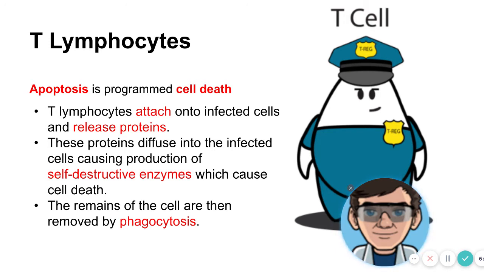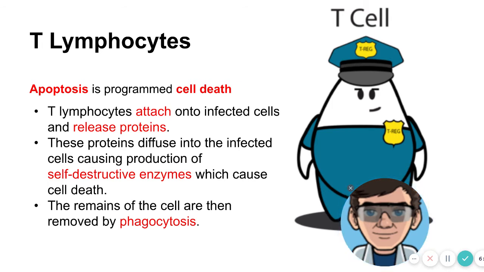Well, apoptosis always starts with the T lymphocyte attaching onto the infected cell. So it physically attaches to the infected cell. The T lymphocyte then releases proteins, not the name of them, you don't have to know what they're called, just say the T lymphocyte releases proteins into the infected cell. Now, those proteins cause the infected cell itself to produce self-destructive enzymes, and that causes cell death. So the cell basically destroys itself. That's why it's called programmed cell death. And then the phagocytes come across, and phagocytosis removes the debris of that dead infected cell, along with the dead pathogens inside of it.